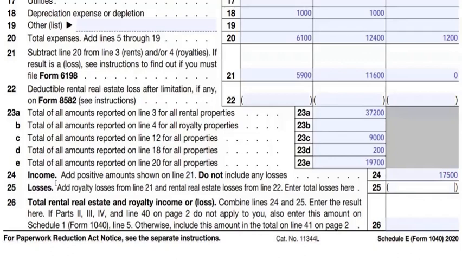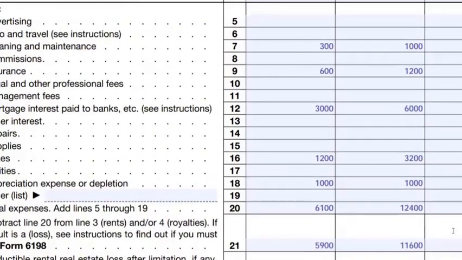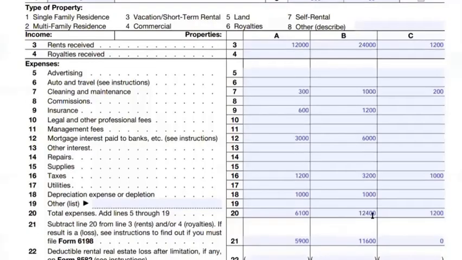Great. Now here they are writing add royalty losses. No, we don't have royalty. Okay, that's great. And now total rental real estate royalty income or loss. Combine line 24 and 25. So line 24 and 25 are the same, 17,500, right? So this is the total from all three properties, including the land.